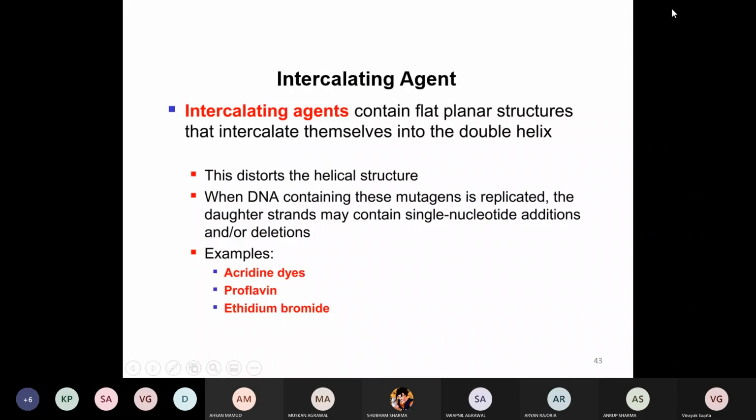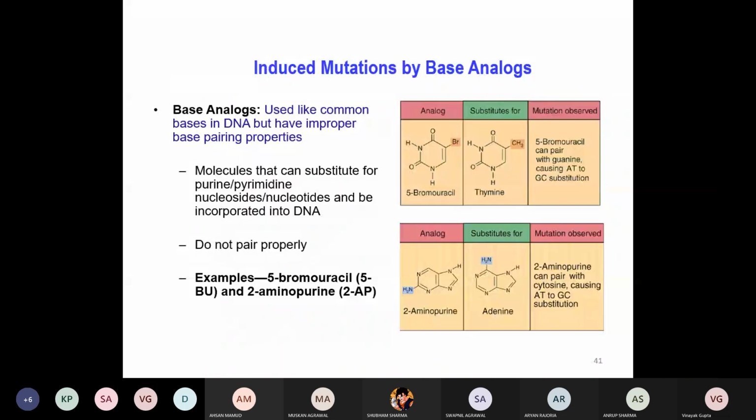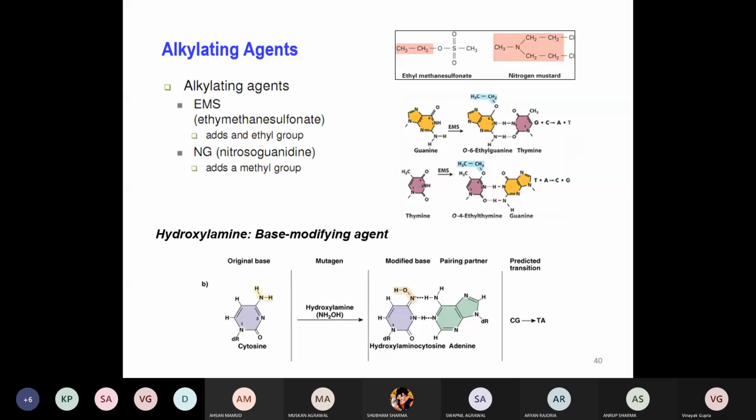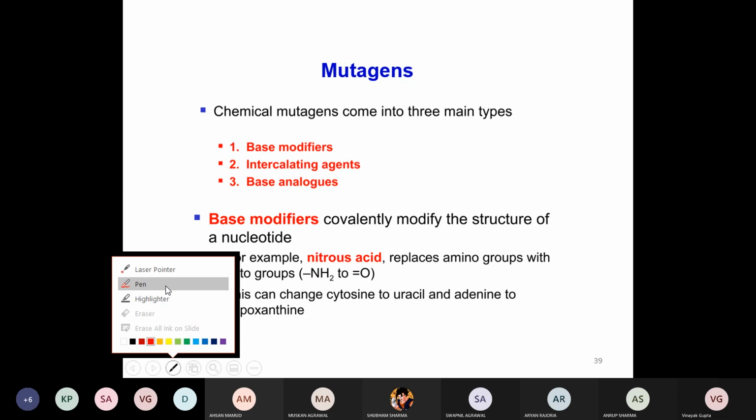Okay, so far, what kind of mutagens have we seen? Some of the mutagens were base analogs, or they were modifying the nucleotide, like alkylating agents or deamination, right? Base analogs and base modifiers. So the next category of mutagen is your intercalating agent. Let's see how they are going to work.